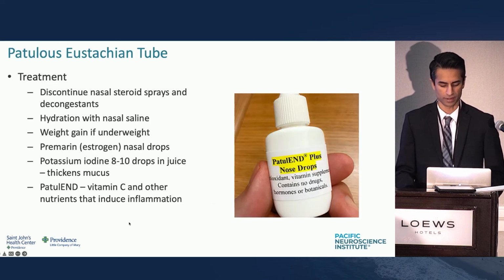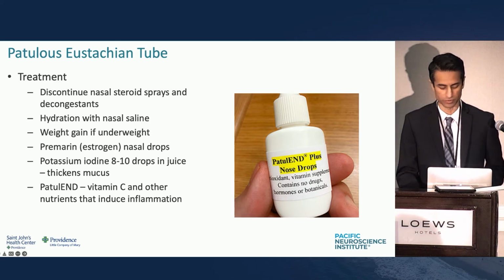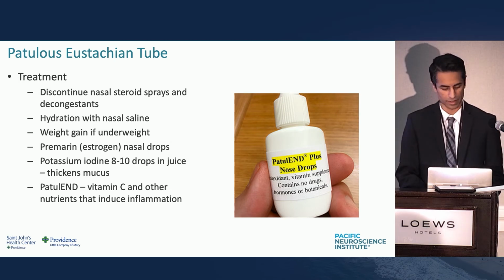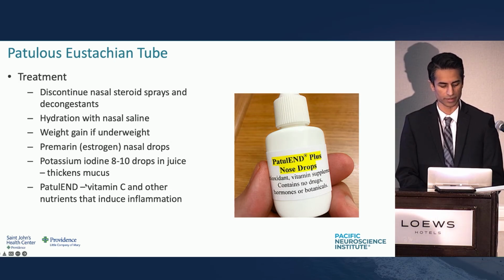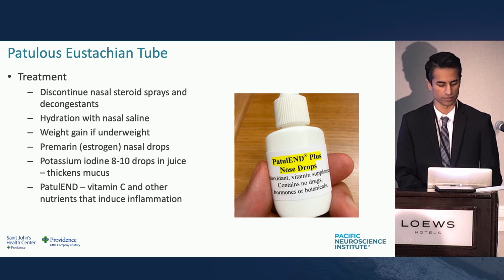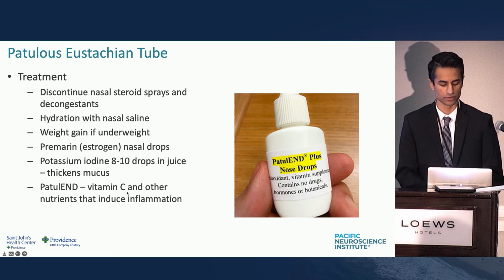So the treatment, this is a relatively rare condition, so there isn't that much research there. But first thing we usually try is just hydrating the mucosa with saline. Obviously, if they're really underweight, try to get them to gain weight. But then there's certain drops, and one of them is the estrogen drops, and then the other one is the patulin drops. And what these do is basically they induce inflammation within the Eustachian tube.